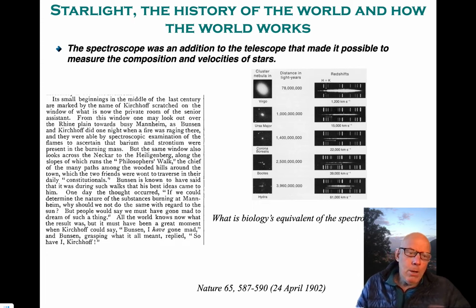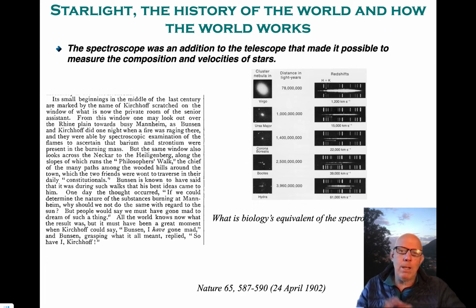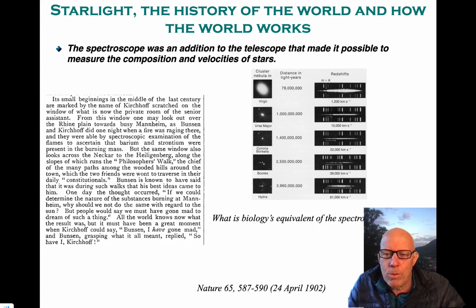So, if you go to Heidelberg, which is kind of a rite of passage for young backpackers, for example, right by the cathedral, you go down to the river, you cross it, there's a bridge, and right on the other side of the river, you'll see a sign that says Philosopher's Way in German. You can go up and get exactly the view that was their daily constitutional. Bunsen is known to have said that it was during such walks that his best ideas came to him.